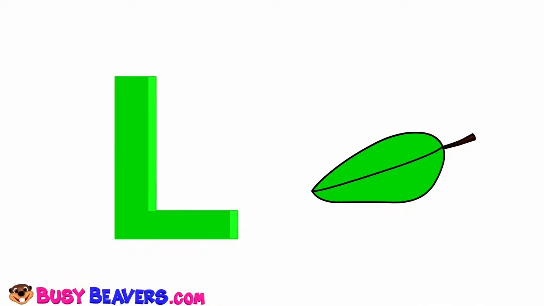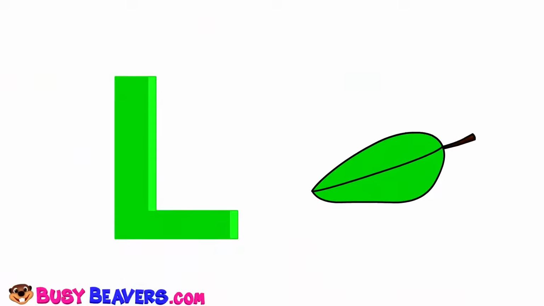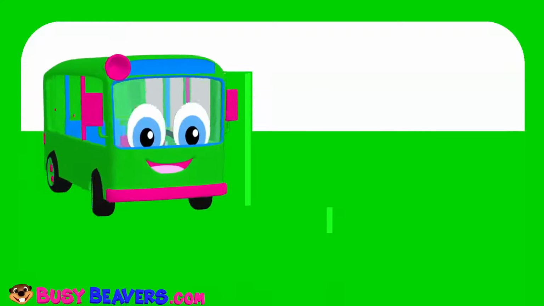This L is green like a leaf. This L is green. This L is green like a leaf.